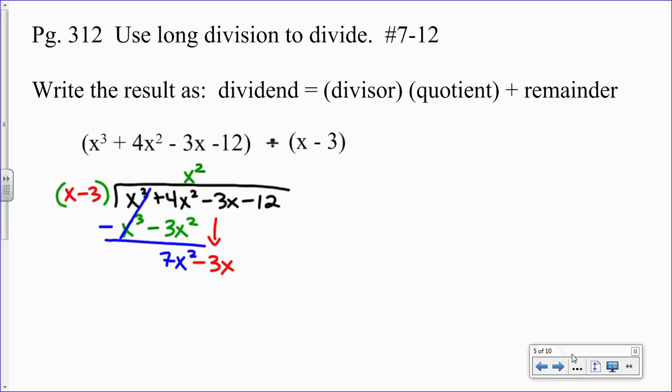Now I'm back up at the top. What do I multiply x by to get 7x squared? 7x. So 7x times x is 7x squared, and then 7x times negative 3 is negative 21x. Subtract down. Okay. Negative 3 minus negative 21 is 18. Okay. This is one term. I need 2 terms, so I gotta now bring down my negative 12.